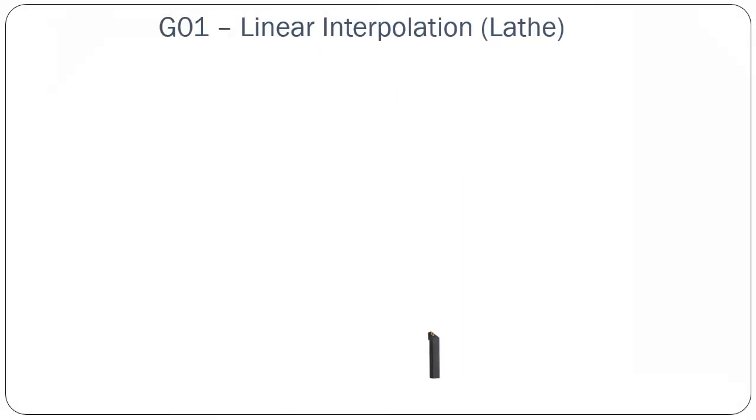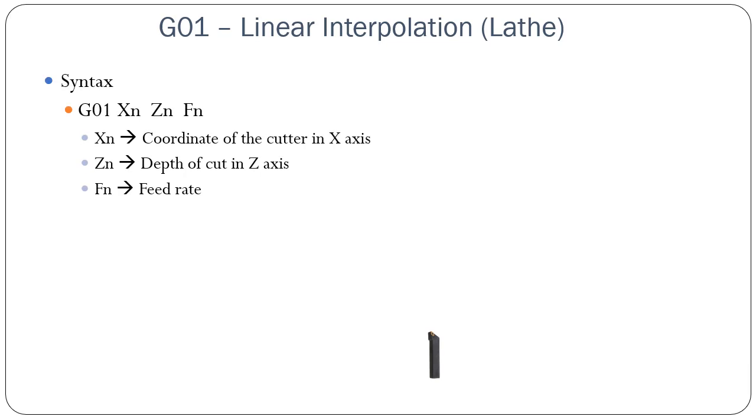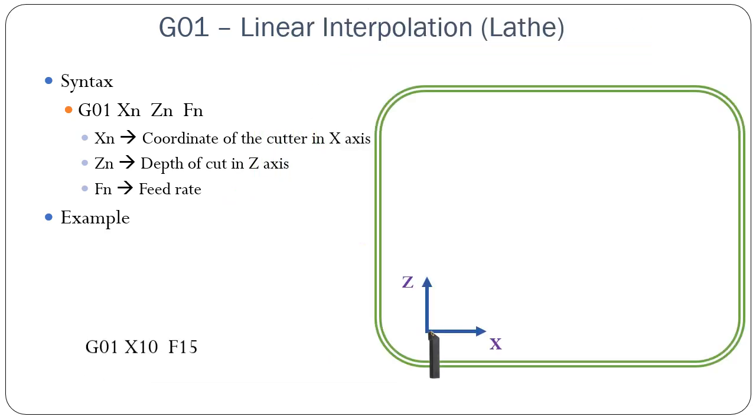The syntax for G01 is given. Here Xn indicates the coordinate of the cutter in the X-axis, Zn indicates the depth of cut, and Fn indicates the feed rate. For example, let us use the code G01 X10 F15. It says that the tool is to move in the positive X-axis for 10 mm and the feed rate is 15 mm per minute. For this code the tool will move from position 1 to position 2.